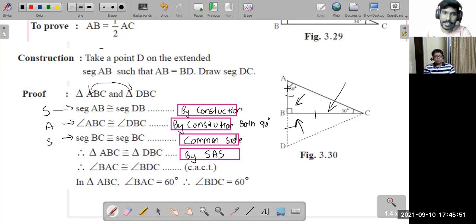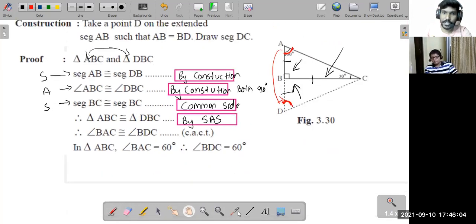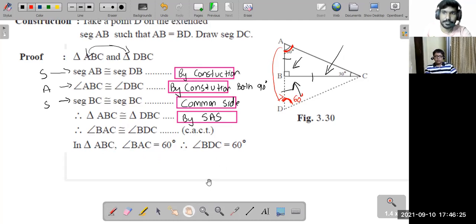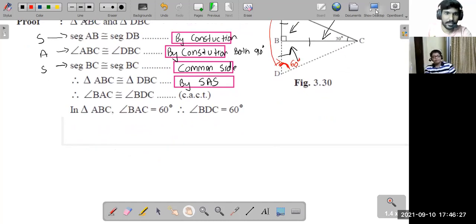So, angle BAC, that is this angle here, and angle BDC, that is this angle here, both of them will be congruent to each other. And for that, the reason we can give is CPCT, corresponding parts of congruent triangles. So if this is 60, this also will be 60. So in triangle ABC, BAC is 60, so BDC is also 60 degree. Did you understand up to here? Yes, sir. Okay, now let's continue with the proof.